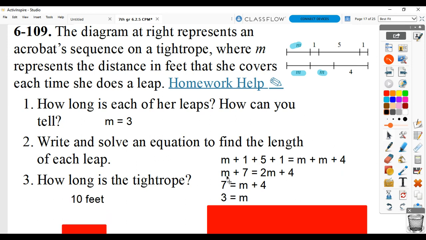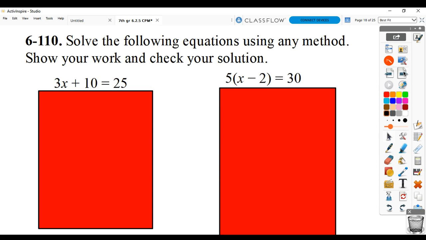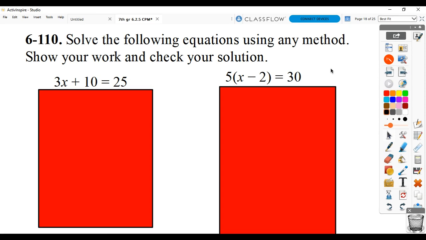I did not show that many steps for the solving of the algebra equation here, because again, the focus was really on figuring out the solution. But of course, normally we'd want to make sure we're showing all of our steps. For 6.1.10, again, you're going to solve it and check your solution.